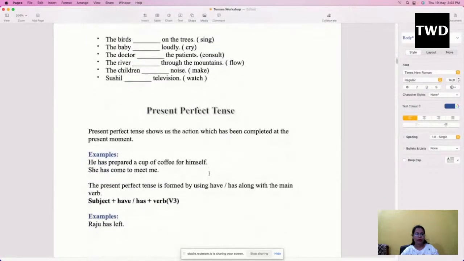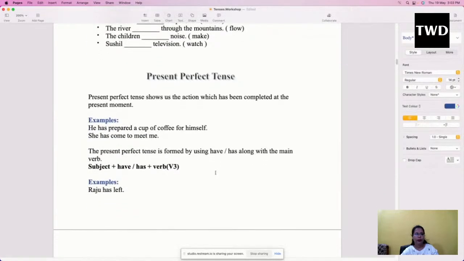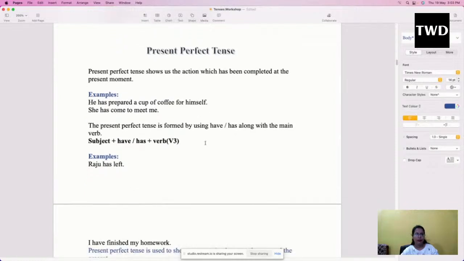Okay, moving forward to the present perfect tense. A little bit difficult it is, but it is not so difficult that we cannot understand it, right? So present perfect tense shows us the action which has been completed at the present moment. So about what action does present perfect tense talk? Present perfect tense talks about the action which is over right now. Say for example, you might have had your lunch, so the action is over, and accordingly we have got some examples like he has prepared a cup of coffee for himself.